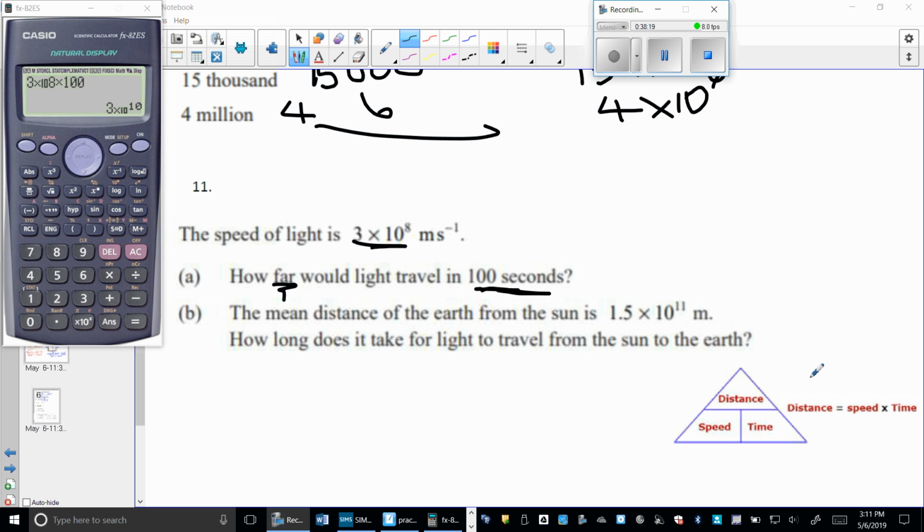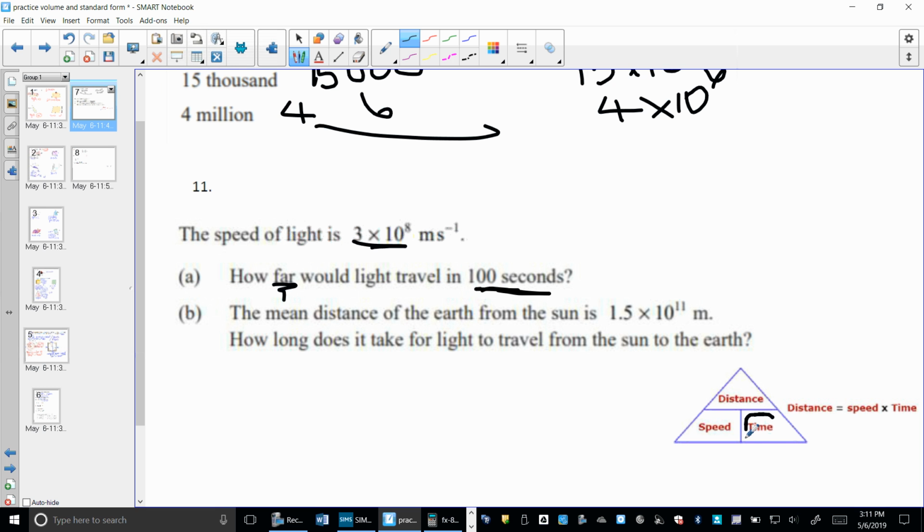Well, how long? Okay, this time it's a time question. Do you know how these triangles work? So distance equals speed times time. So if you're looking for time, then it's distance over speed. You see how distance is up in the air and speed is underneath? So we're going to do some division.